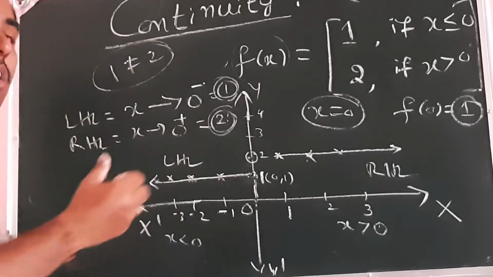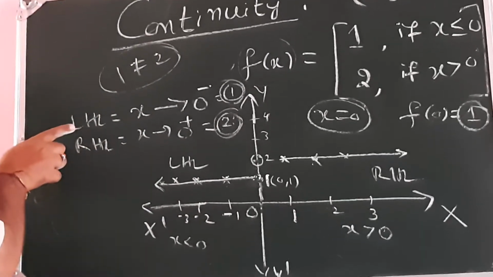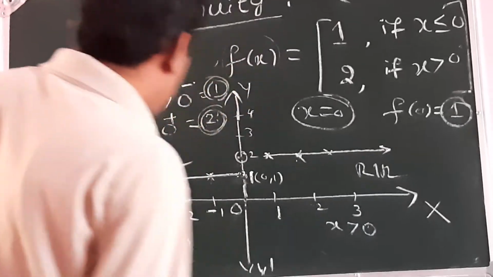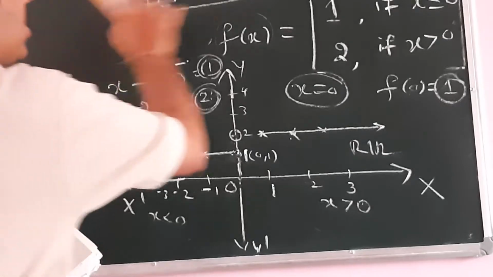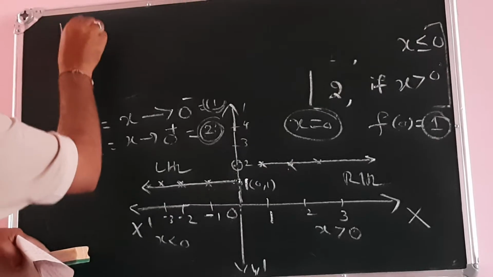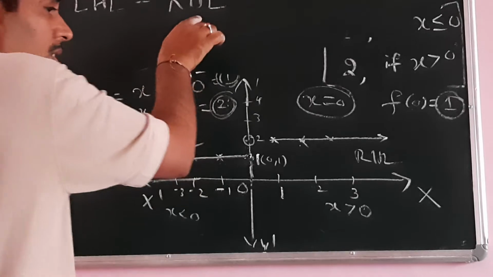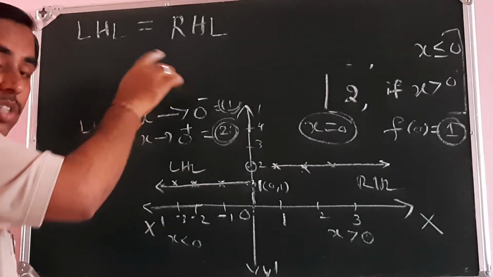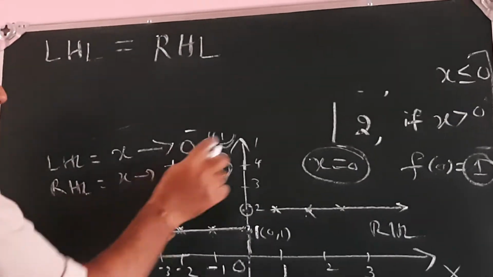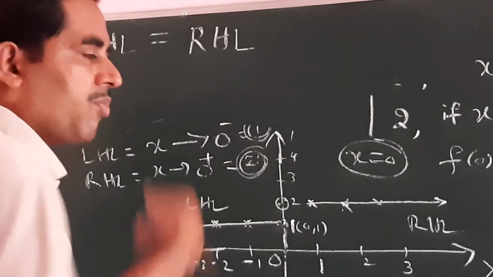So what is the meaning of continuity of a function? Continuity of a function means the left hand limit and right hand limit both should be equal. Continuity of a function means the left hand limit of the function should be equal to the right hand limit of the function. Okay, this is a necessary condition but not sufficient. I have not completed my statement. In this case the left hand limit and right hand limit are different, therefore they do not coincide with each other. We say that the function is not continuous.